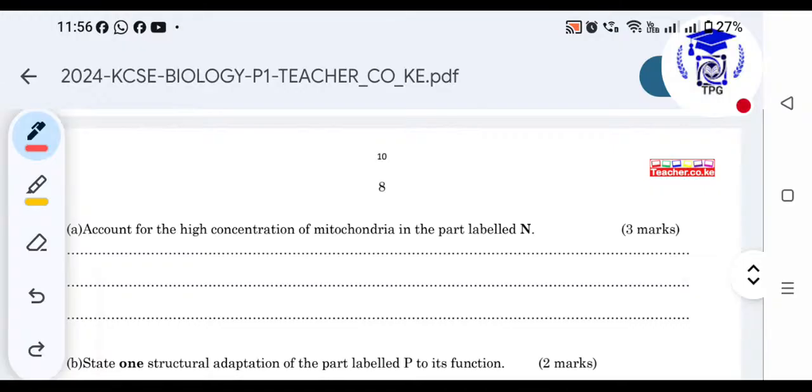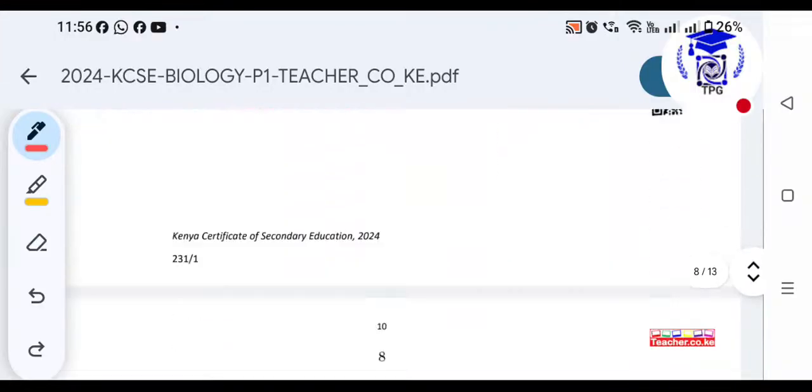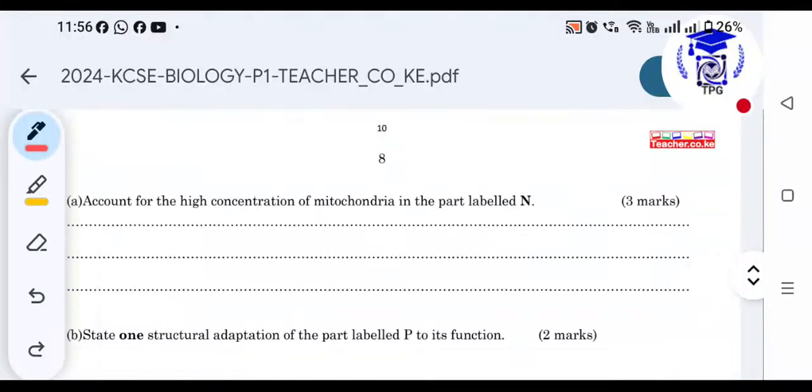A. Account for the high concentration of mitochondria in the part labeled N. So part labeled N is the companion cells. The companion cells contain numerous mitochondria. The reason is to synthesize energy for translocation.